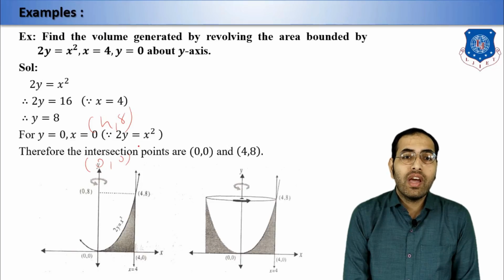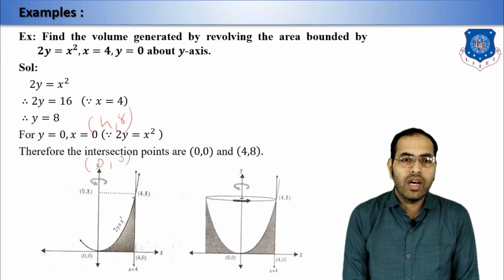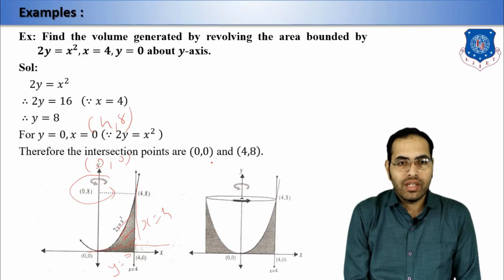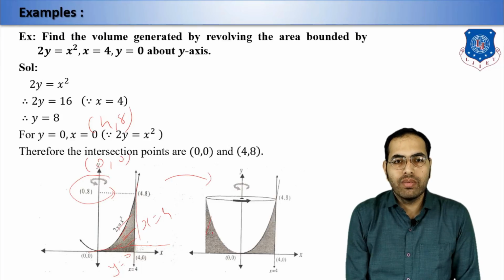Now firstly we have to draw the region. This is the equation of the parabola, 2y equal to x square. This is our straight line x equal to 4, which is parallel to the y-axis. This one is y equal to 0, which lies on the x-axis. Then this region we have to consider. Now revolving this region about the y-axis, this type of shape becomes.